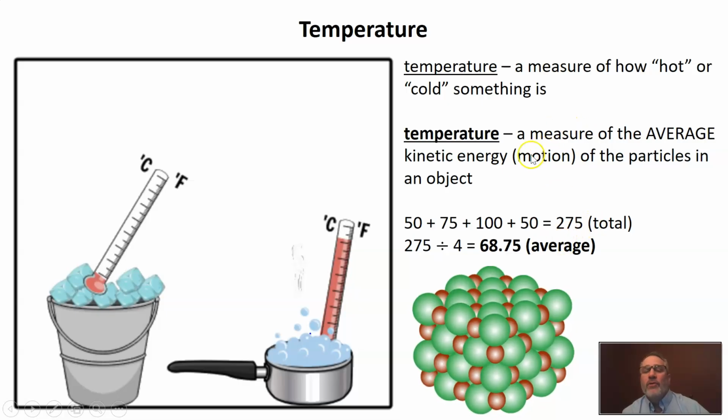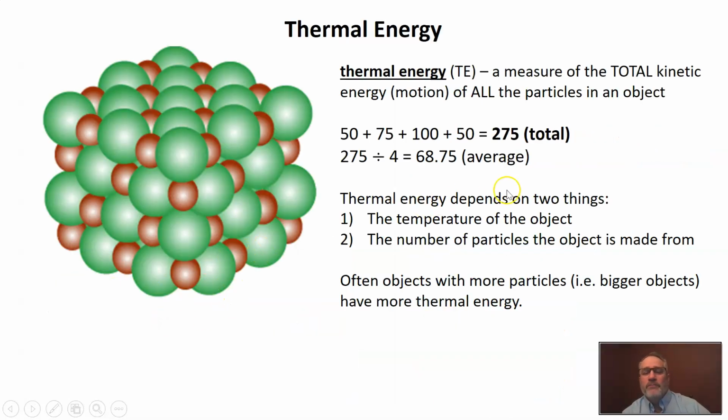So you can see that the average is much smaller in this case, obviously, than the total, okay? But when we think about temperature, we're talking about the average motion. It means, generally speaking, what are most of the particles in this object doing? So that's temperature. Let's compare that to thermal energy. Thermal energy is a measure of the total kinetic energy. So notice how similar these two things are. This is still a measurement, but it's a measure of the total. So instead of having that average, after we add everything together and we have that total, that tells us the kinetic energy. Now, this may seem like a really small thing, but it plays out in very big ways.